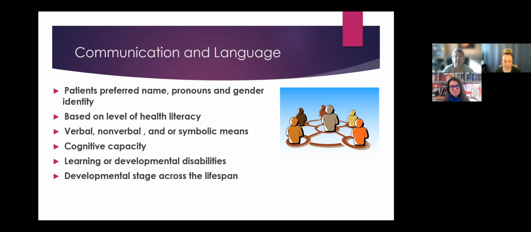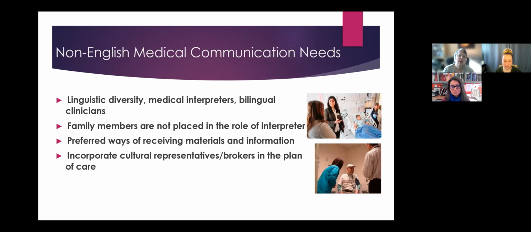And definitely developmental stages across the lifespan. In the palliative world, and even in the hospice world, we take care of children. And those are the different perspectives that we need to consider. For those with non-English medical needs, it is important to truly use medical interpreters or bilingual clinicians, so that the diversity is more incorporated. However, please make sure to share with them what the conversation is going to be about.